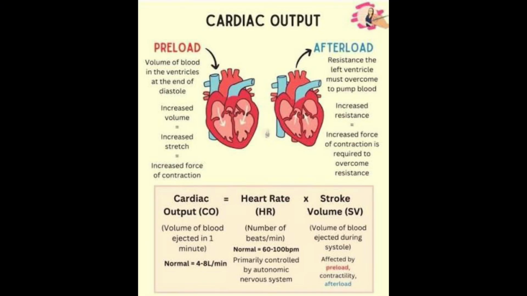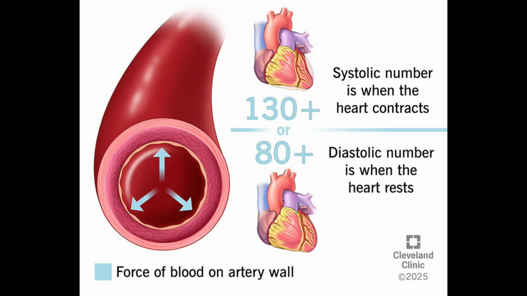Like I said before, cardiac output is made by heart rate and stroke volume. And remember, stroke volume is preload plus afterload plus contractility. Now, let's move on to blood pressure, which is the force of blood pushing against the walls of the arteries. This depends on the cardiac output and the SVR, or systemic vascular resistance.